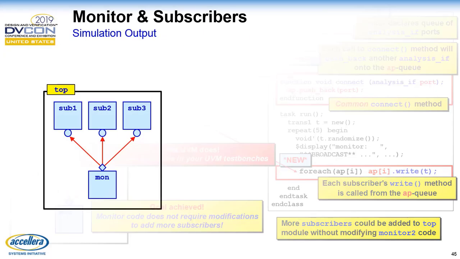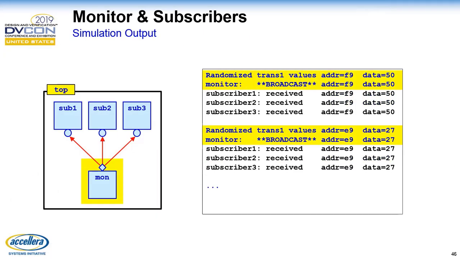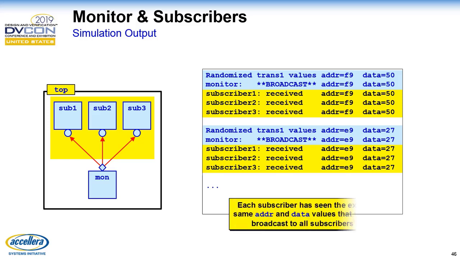Okay. So what we have here is a top module that has a monitor in it, and it's going to sample a transaction and then broadcast the transaction. When we run the simulation, we see that the transaction was randomized and that the monitor has broadcast that transaction. Then the write methods are going to be called, and each subscriber in this example is just printing out that it has received the transaction and showing us what the data fields are. That's fine. Each subscriber has seen the same address and data values because they've each been passed the same handle.